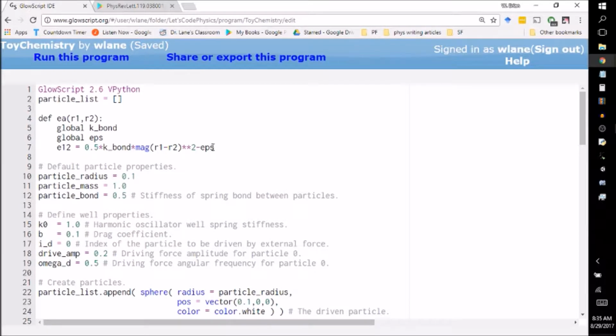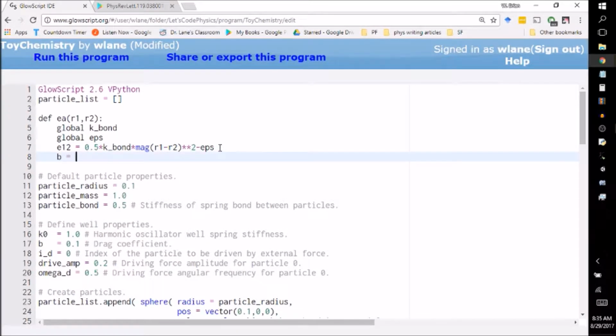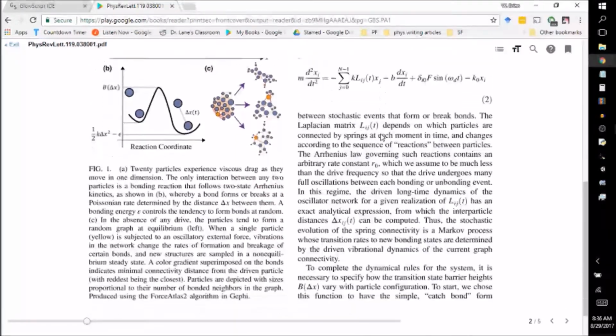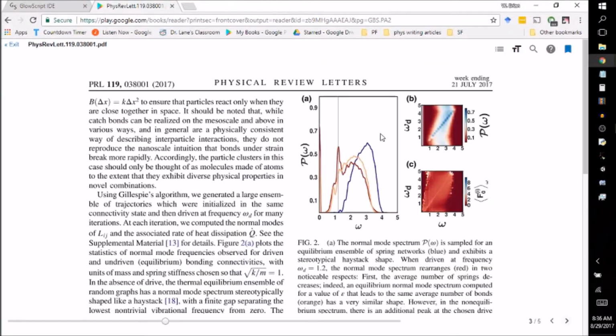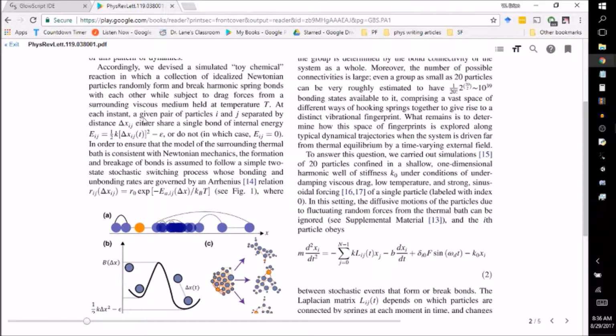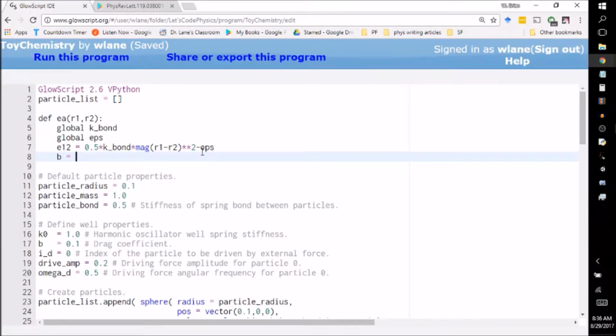So let's set up this B function here. B is going to be equal to... Now they've got their function for that on the next page, and they have that as K delta x squared. So technically that cancels a little bit with this thing, but we'll keep it separate because they do say you can change it. For right now, let's just use that. So let's have K bond times this thing squared. Cool, like we had before.